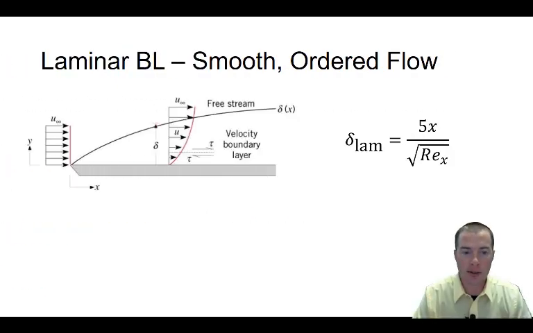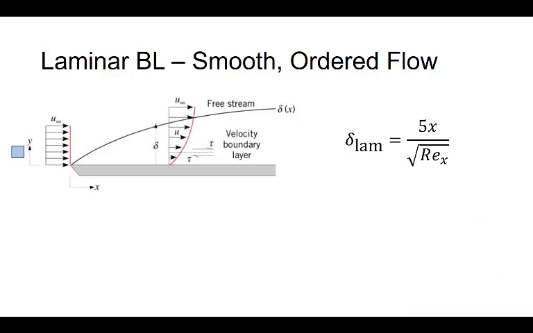To calculate the thickness of a laminar boundary layer, we use the analytical solution produced by Blasius, who was a student of Ludwig Prandtl. The thickness of a laminar boundary layer can be calculated as 5 times the distance from the leading edge of the plate divided by the square root of the local Reynolds number. This laminar boundary layer thickness is defined as the distance required for the fluid to achieve 99% of its value in the free stream.